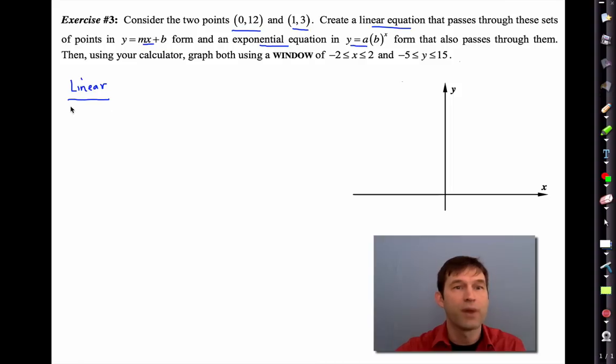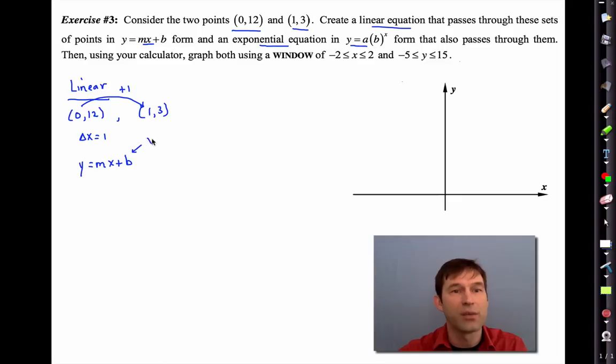Let's start with the linear. All right, I'm going to write down my 2 points right here so it's easier and I don't have to really go back. Now, one thing that I noticed right away is that my delta x is 1, right? I just increased x by 1 to get to that x value. So for a linear function, y equals mx plus b, I need to know 2 things. I need to know where I start at x equals 0, b is equal to the y value, and I need to know m, right? I need to know the change in y divided by the change in x.